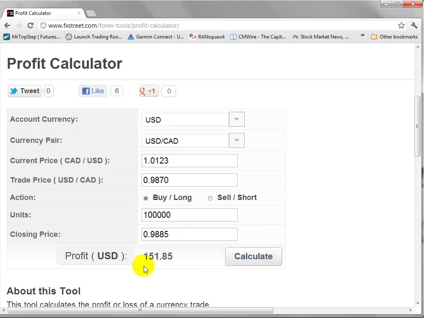We hit calculate. From here we know we made $151.85. We made 15 pips, 98.70 to 98.85, and we knew it was going to be about $150, but until we ran it through either a profit calculator or we actually entered the order through a trading platform and discovered how much we had made or lost, we didn't know exactly. Now we do.